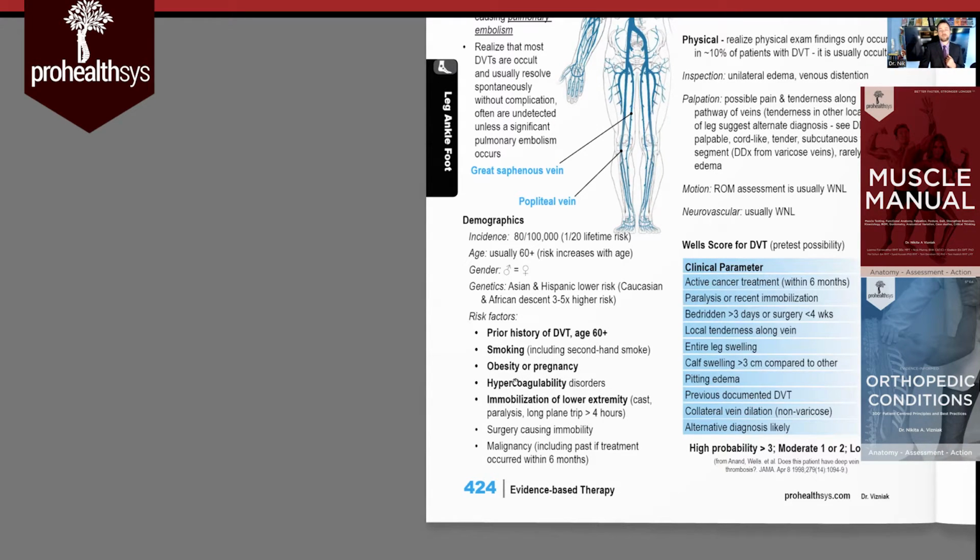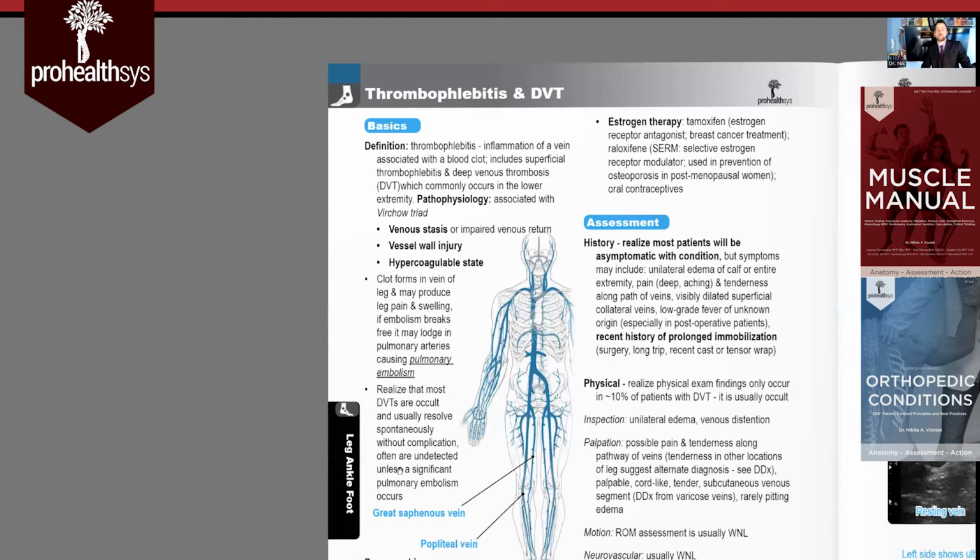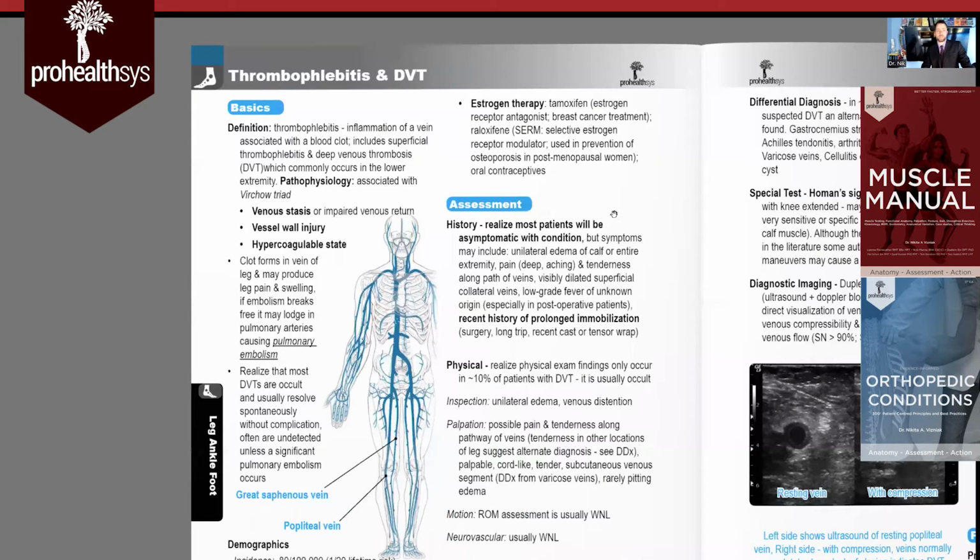Surgical-caused immobility would be the same thing, and malignancies, including past treatments within the 6 months, and we'll get into that in a little more detail here in a second. But those are your major risk factors. You can see here this Wells score for deep vein thrombosis. If you have 3 or more, you have a high probability of a DVT. Let me just go through the other stuff here. Estrogen therapy may also increase the risk. This was one of the reasons a huge study on estrogen therapies was stopped in the US, because the risk factors associated with it were too high for the benefits of the research.